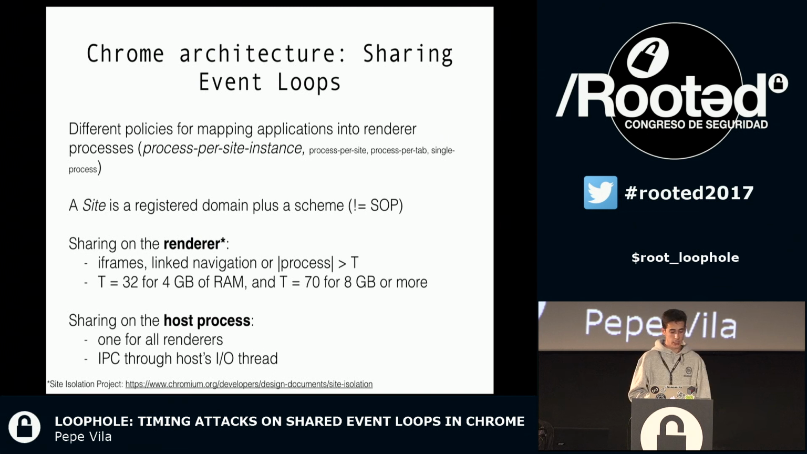The main policy is process per site instance, which defines a site as the registered domain, which is the TLD plus the domain you have registered, and the protocol. So any subdomain, even with different origins, will have the same site. A site instance is the sites that are connected. And connected means that a script that is being executed in a certain application has a reference pointing at another window, okay?